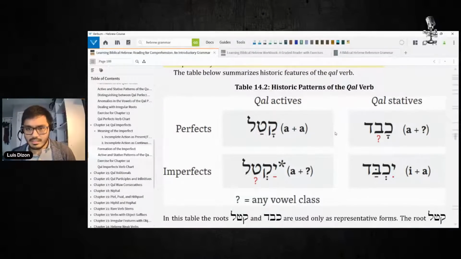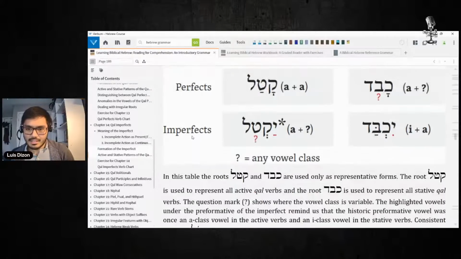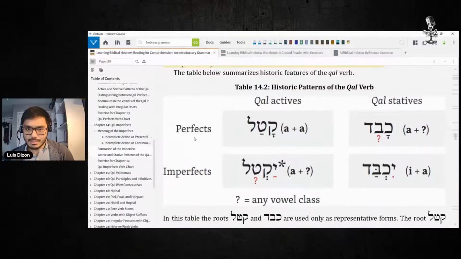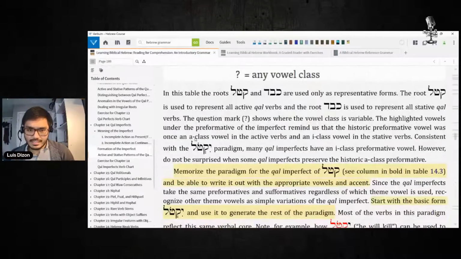Here's another table telling you the difference between an active and a stative. So don't worry too much about that. That's not critically important for you to memorize, but it's good to know about it.